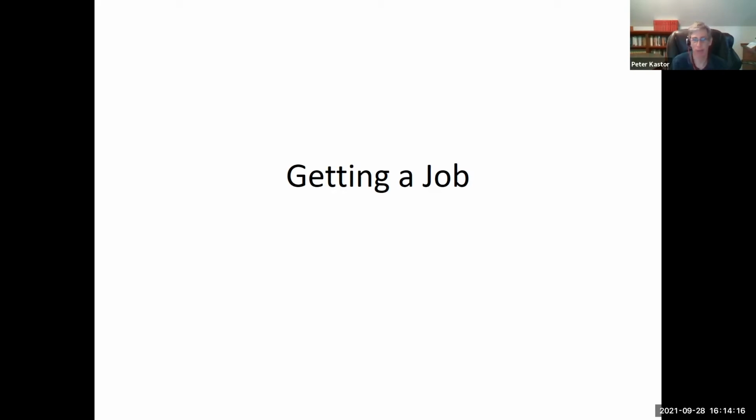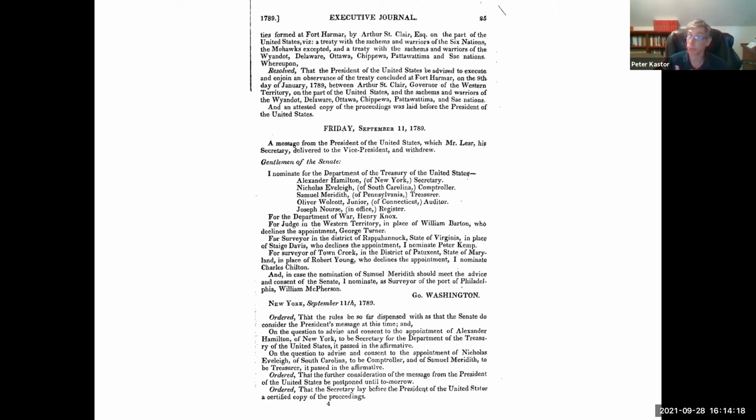I'll give you an example of how this would appear. These were later published in a collection called the Senate Executive Journal. And here's the record from September 11th, 1789. It's a good example. So Washington sent a letter, or actually his secretary, Tobias Lear, delivered it.